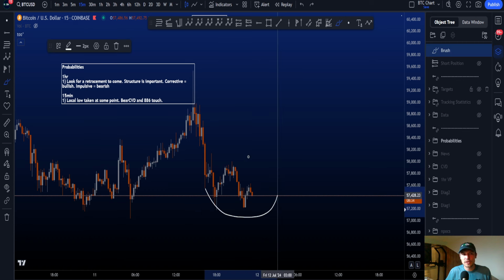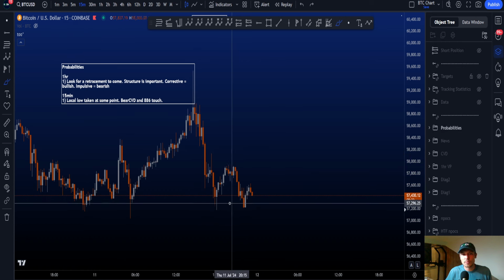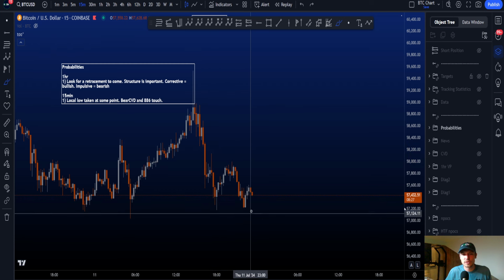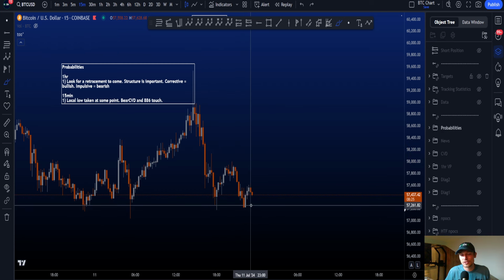And on the 15-minute chart here, very locally, the probabilities are higher for price to take out this low. We have some bearish CVD divergences and the 0.886 has been touched as well.